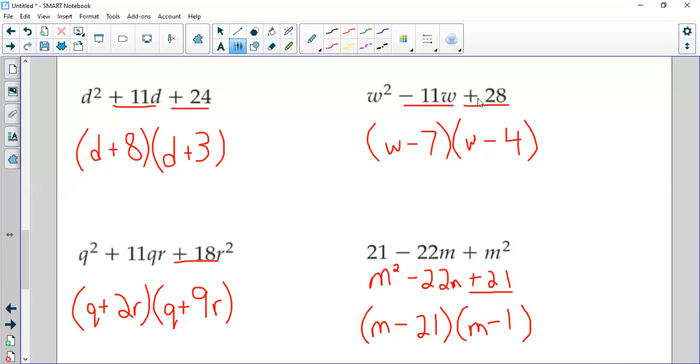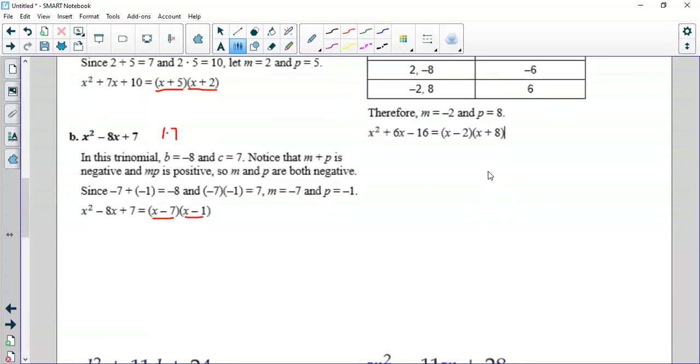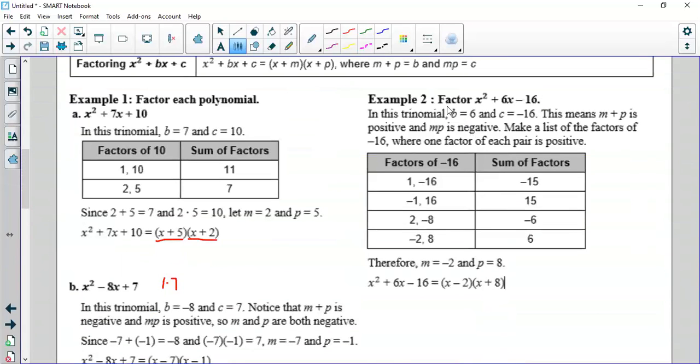What if the C value is a negative number? Let's take a look here at example 2. When the C value is a negative number, I'm not going to add to make the B value. I'm going to subtract to make the B value. And also, if I have to multiply to get a negative, that means that one of my numbers is going to be positive and one of my numbers is going to be negative. And if I have to put them together with addition to get a positive 6, and I have a negative number and a positive number, that means that the larger number of the two factors is going to have to be a positive to get a positive 6.